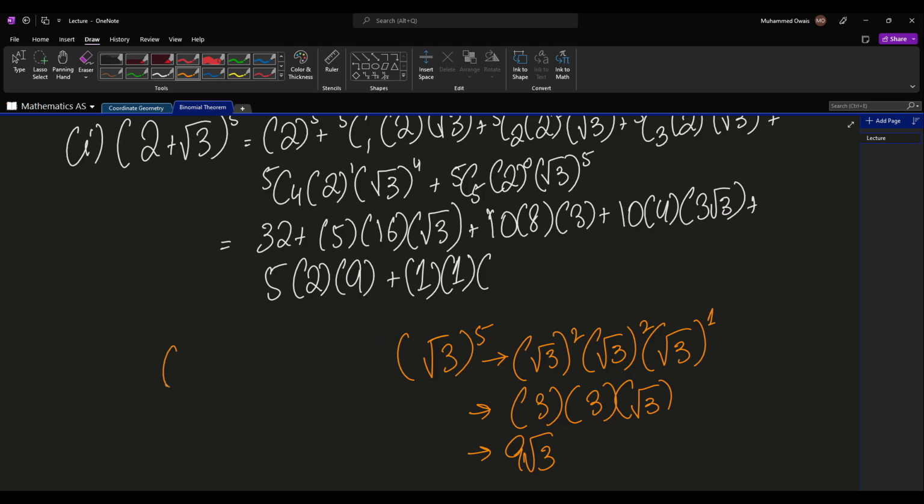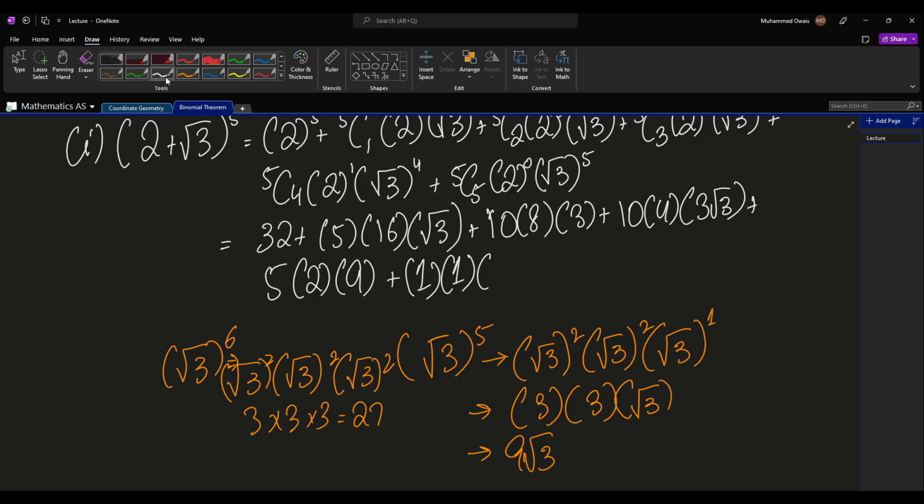So if you had under root 3 power 6, you would have done under root 3 squared into under root 3 squared into under root 3 squared. So this would have become 3 into 3 into 3, which is basically 3 power 3. So this is 27. Pretty easy, right? So this is how you would have resolved that. So here I can write 9 under root 3.